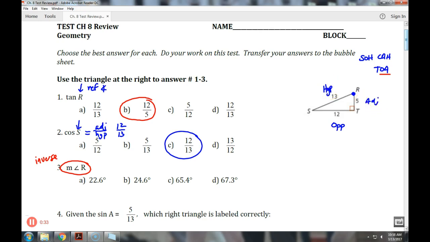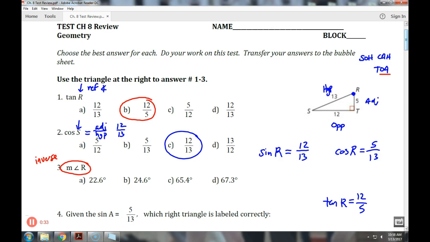Since I have all three, it's what I like to call a dealer's choice. You can pretty much use any one you want. If you like sine, then the sine of R is opposite over hypotenuse. Somebody else could do the cosine of R, which is adjacent over hypotenuse. And still somebody else could do the tangent of R, which would be opposite over adjacent. Any one of those you could use to figure out what R is.